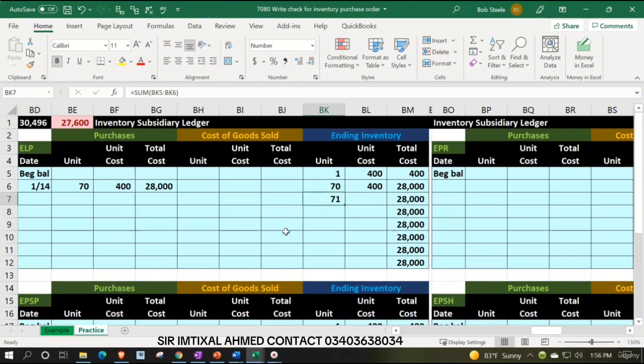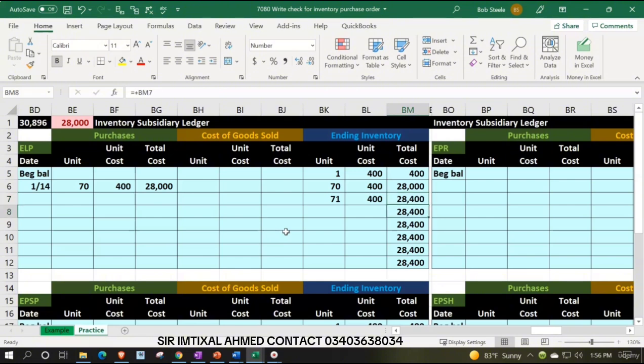We've got 71 units of these guitars. They're still at $400 because we haven't had any change to the price of the guitars. So it doesn't really matter the flow assumption, FIFO, LIFO, average. And then we'll multiply that out, and that will give us then the 28,000. Let's say this times this will give us the 28,400. So now we're at 28,400.